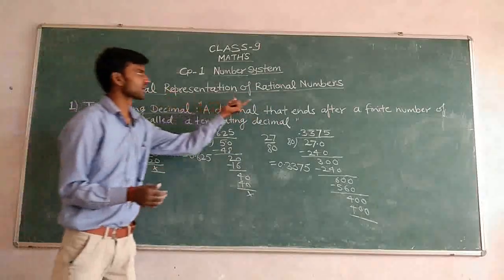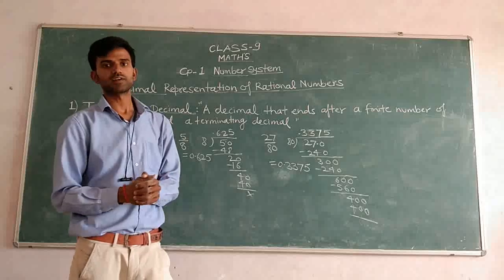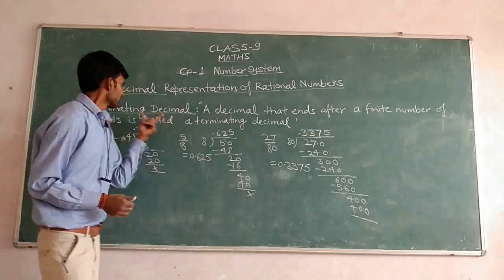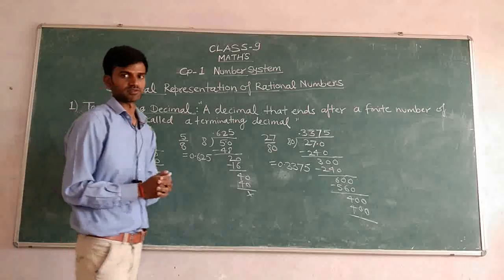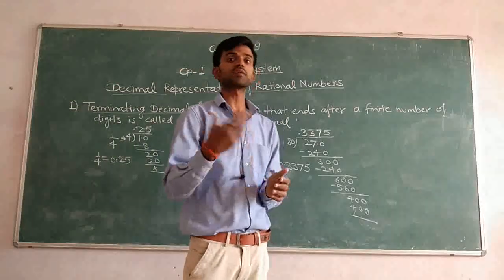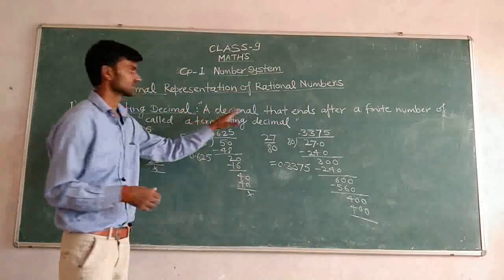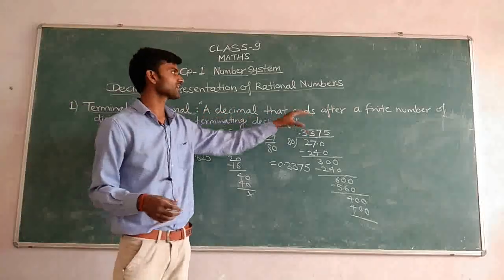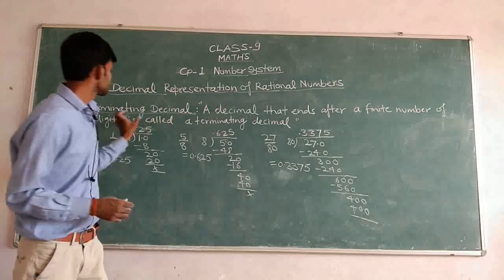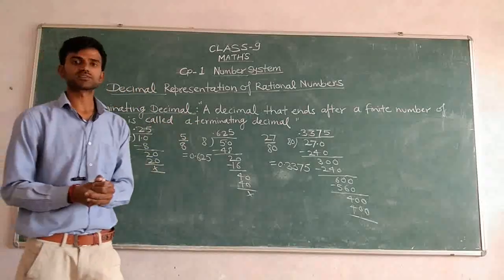Decimal representation of rational numbers. The first is the terminating decimal. What is a terminating decimal? Here is the definition of terminating decimal: a decimal that ends after a finite number of digits is called a terminating decimal.